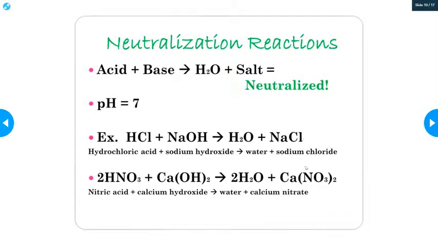And so these would have a pH of 7. That's why if you ever in the lab spilled an acid or spilled a base, we would want to add the opposite to it to neutralize it and then clean it up because it'd be much safer to work with.